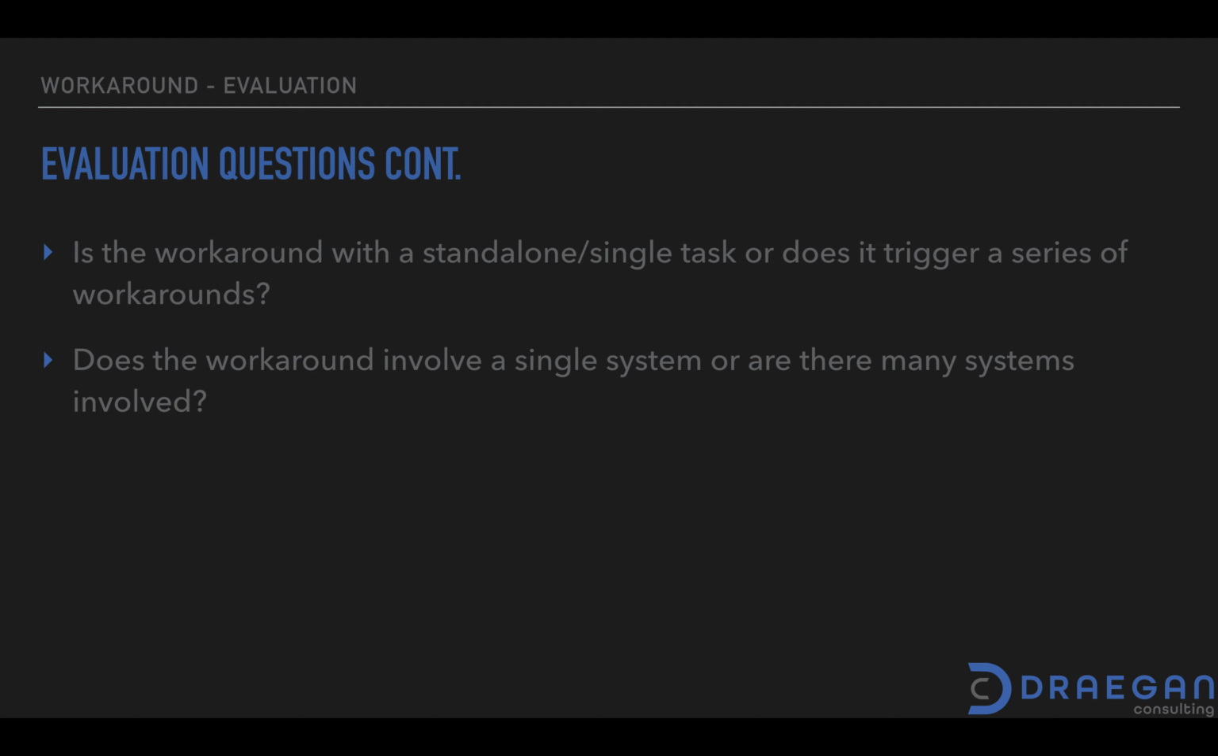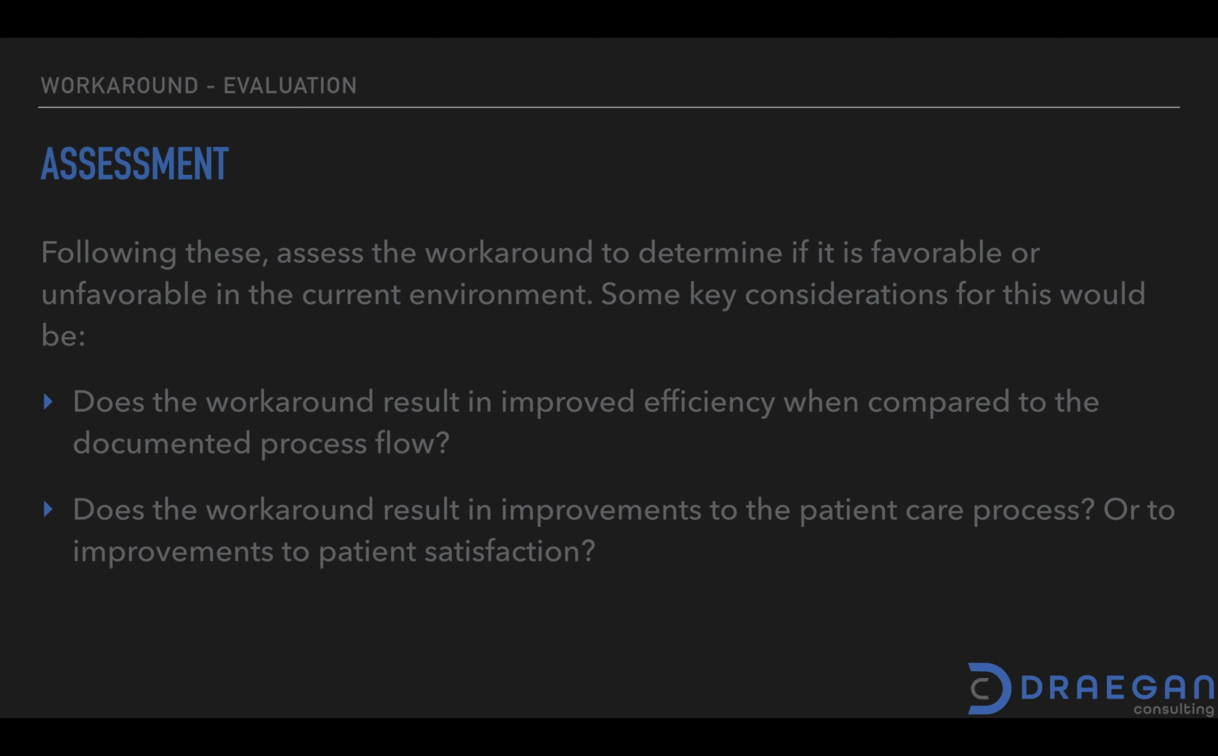Along that same line, you'll want to understand if the workaround is contained to a single system, or if it's actually involving multiple systems. So is the action that's being done differently, or the path that's being taken differently, actually causing any data or information to connect to other systems in a different way, or fail to connect, so that there are impacts or subsequent changes that are being done in connected systems.